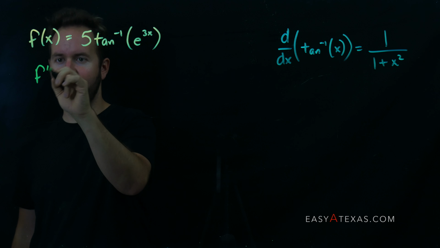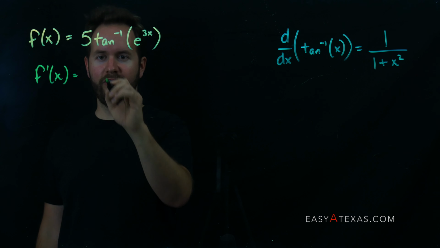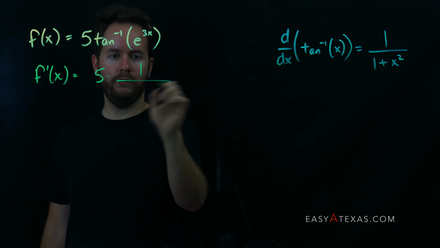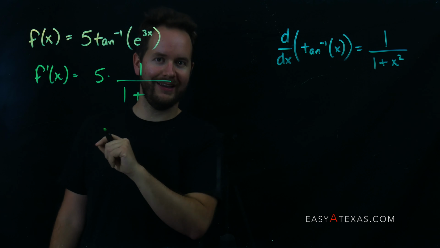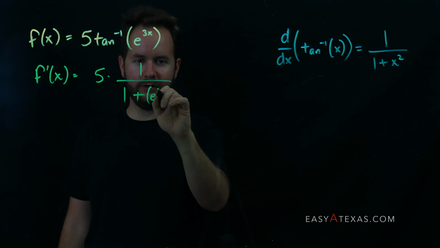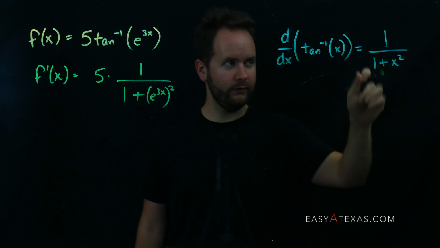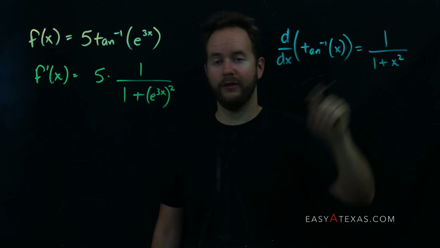So I'm going to get f prime of x equals, derivative of 5 tangent inverse would be 5 times 1 over 1 plus whatever this guy is squared. So e to the 3x goes in here, and then I square it, just using this rule over here. 1 over 1 plus whatever's inside this parentheses being squared.